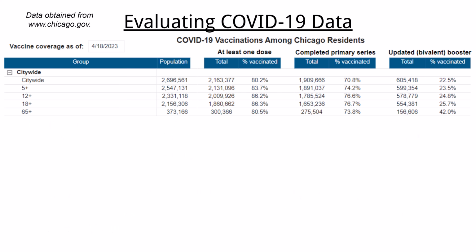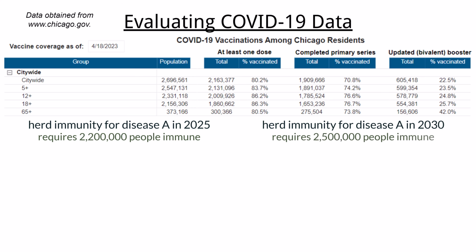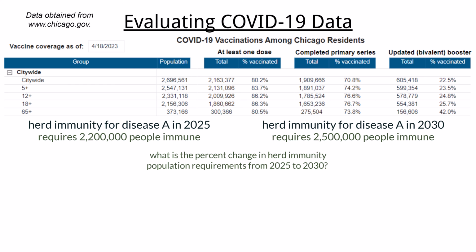Now let's say that these numbers were accurate for calculations done in 2025, but in 2030, a new variant of the same pathogen that caused disease A requires 2.5 million people to be immune for there to be successful herd immunity. What is the percent change in immunity required for the population to achieve herd immunity from disease A from 2025 to 2030? To answer that, we can take 2.5 million and subtract 2.2 million to calculate the difference, and we get 300,000.